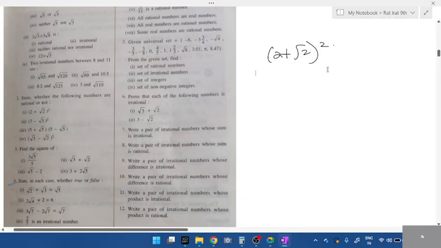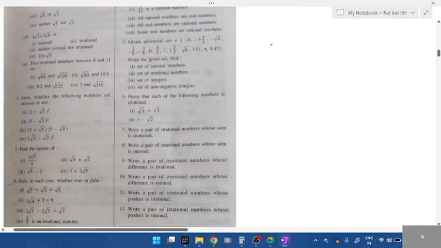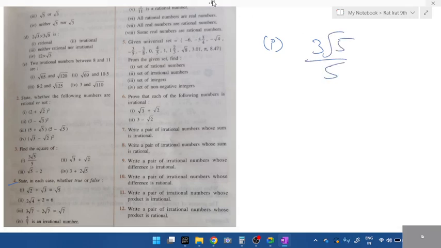Next, find the square of the third one. Look at the third one. What is given? Find the square of 3 root 5 divided by 5. If you want to find the square, just square it. This square will get multiplied for all the three values, right? Complete it.